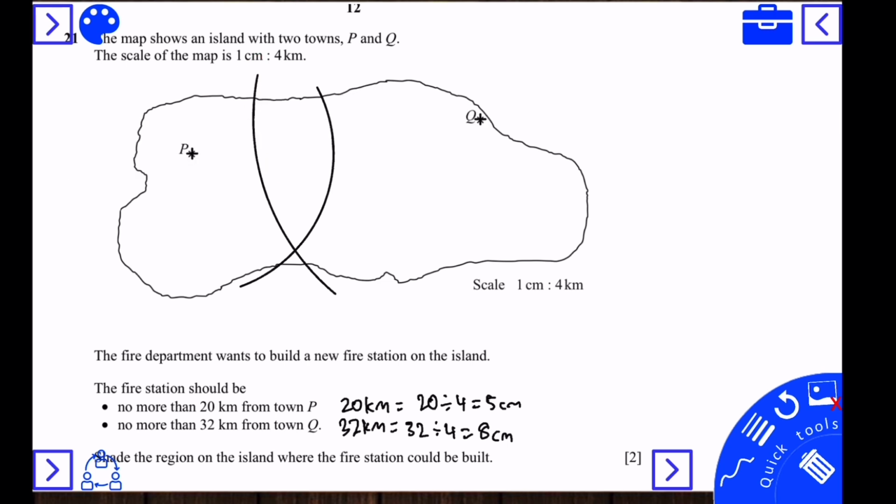They have asked us to shade the region where the fire station could be built. So that means it should be in the area seen between both the arcs. As they asked to shade it, I'm going to shade it using a blue color. There you go. That's how you solve question 21.